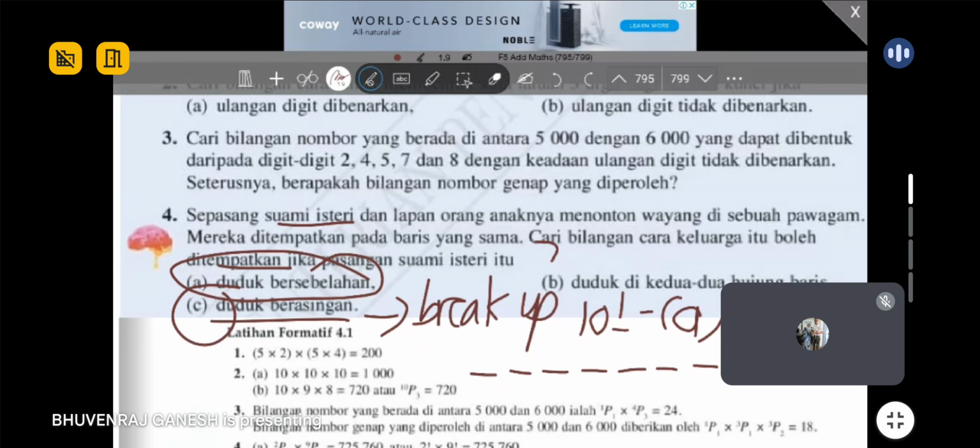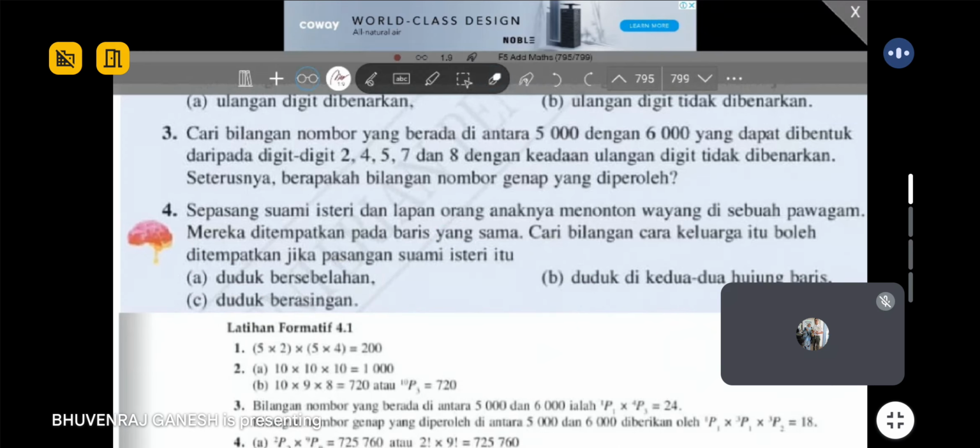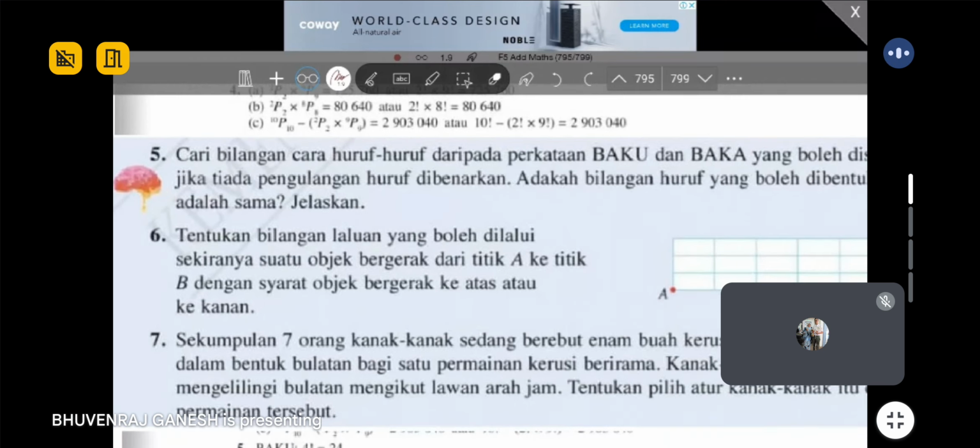Okay, because jumlah tolak bersebelahan sama dengan berasingan. So you can use that concept, because dia lebih susah untuk kamu susun secara berasingan. It's harder to arrange them separately. So kamu guna konsep total tolak dengan bersebelahan pula. Okay, so the answer is 2903,240.